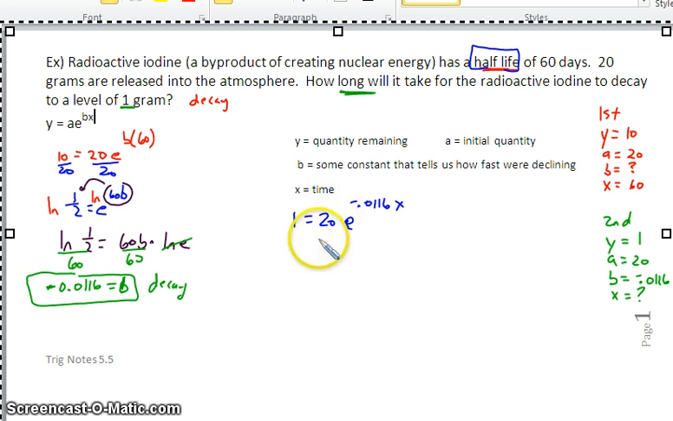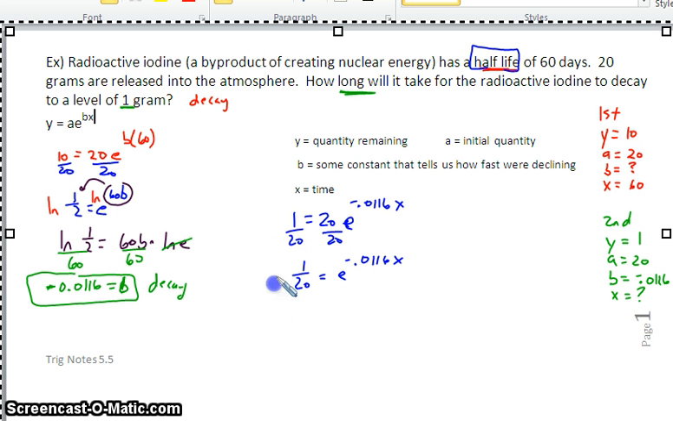So now this time, when I divide by 20, I'm not going to get 1/2. Okay? That's only going to be true the first time that I do that when I'm setting up my half-life problem. Now that I know my growth rate, I'm not trying to get half anymore. Okay, so 1 over 20 is equal to e raised to the negative 0.0116x.